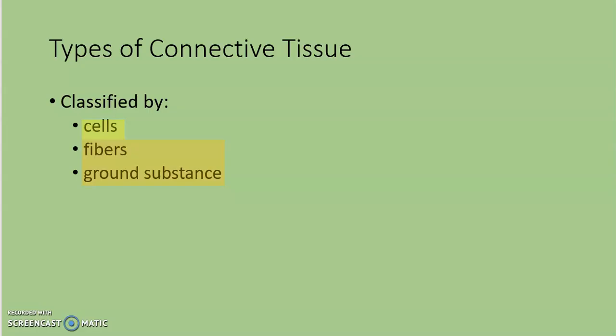We are going to look at the types of connective tissue that we can see, very diverse, and we are going to classify them on the basis of the cells that they have within their connective tissue, also the fibers that they use, and the consistency of the ground substance. That's on the next video.